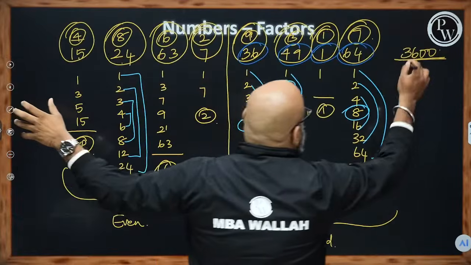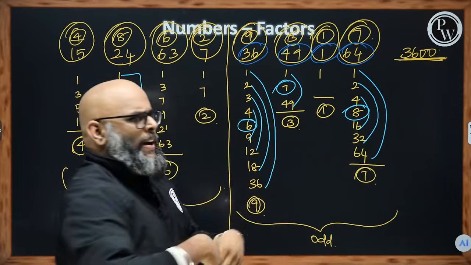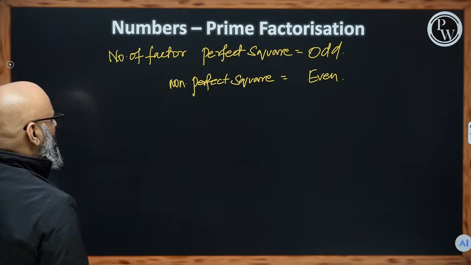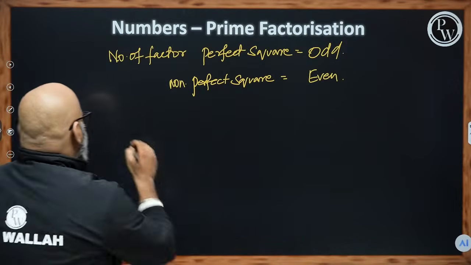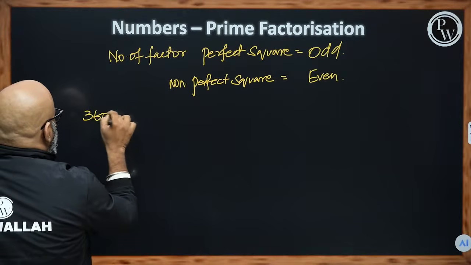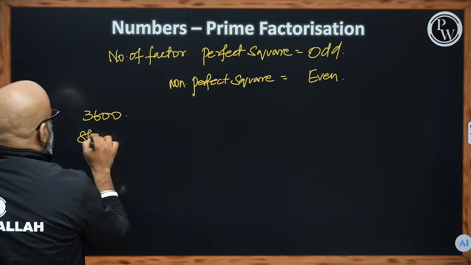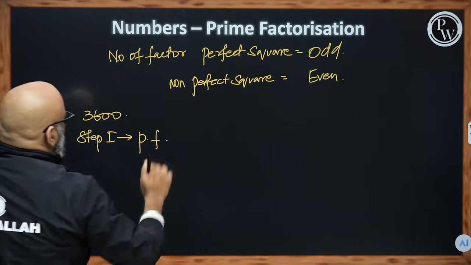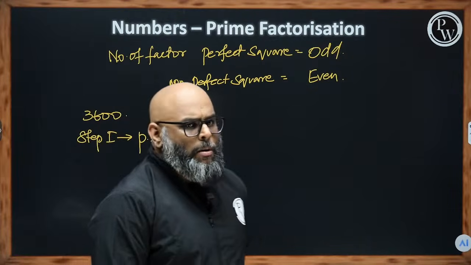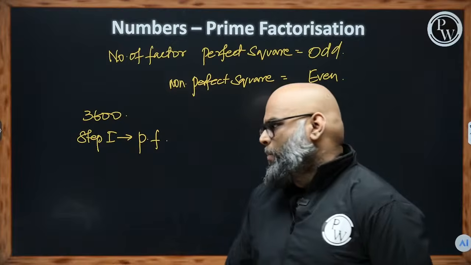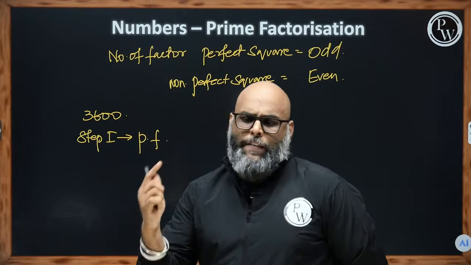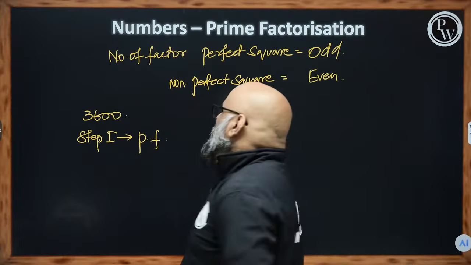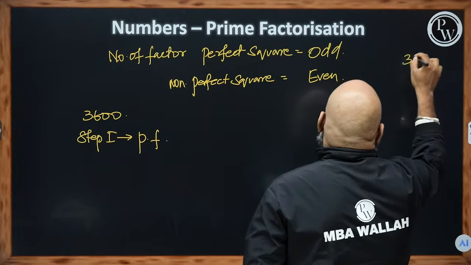I want to take this 3600 and find the number of factors for it. Shall we? How do we do it? Step 1, standard format, 3600. Step 1, prime factorize it. PF is not provident fund, PF is prime factorize it. Prime factorize 3600 and let's get that value. How do I prime factorize 3600?